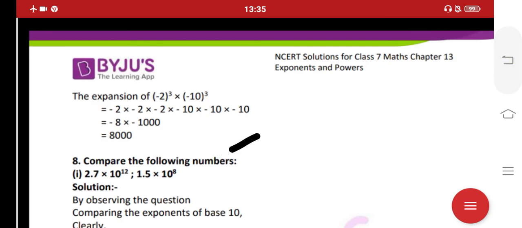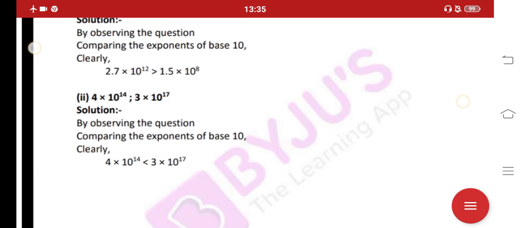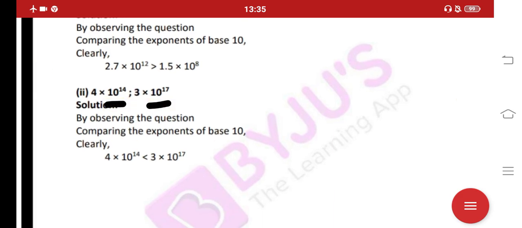Okay. Now the last question of this exercise, question number 8. Compare the following numbers. So we have to compare them. So instead of looking at the decimal or the whole number, we will see the base and the power. So here is 10 to the power 12 and here is 10 to the power 8. Which power is greater? 12 is greater. So 2.7 into 10 to the power 12 is greater than 1.5 into 10 to the power 8. Okay, now here also the base is the same. So again we will compare base and power. So here 10 to the power 17 is greater than 10 to the power 14. See here it is written. So likewise, by comparing the bases and their powers, you will find out which number is greater.